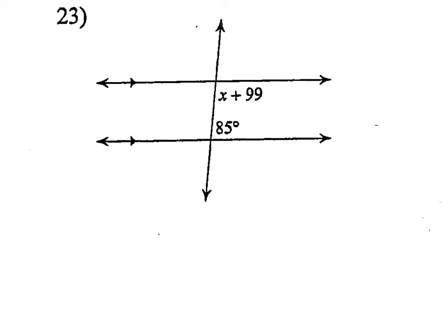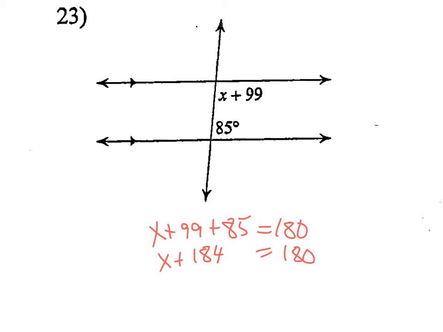In this problem, it appears that the two angles are congruent, but we don't know that those are both right angles. So we do know they're same side interior, so they add up to 180. We can say x plus 99 plus an 85 equals 180. So adding up 99 plus 85, x plus 184 is 180. So when I take away 184 from both sides, x is negative 4.